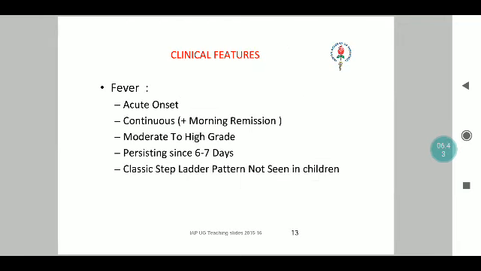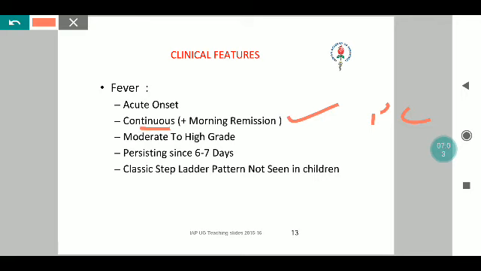Now clinical features, if you do see, it is of an acute onset in general, and generally typhoid fever is a continuous fever with a morning remission every day. Now, by definition, continuous fever is where the fluctuation is less than 1 degree centigrade and there is no touch of the fever to the baseline.